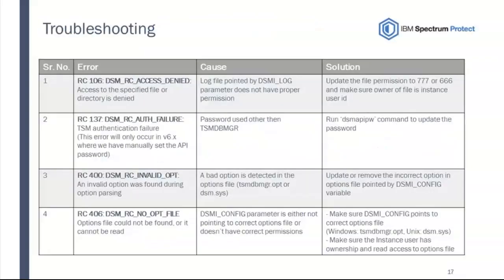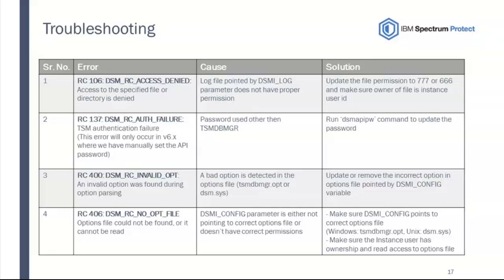That's it. So now moving to slide number 17, troubleshooting. Here I will talk about common return codes received if the database backup fails and what needs to be checked to resolve it. If you receive return code 106, then it indicates the log file pointed to by the DSMI_LOG parameter does not have proper permission. So you can resolve it by checking the permission or the owner of the file. Make sure the owner is TSM inst1 or the instance name.